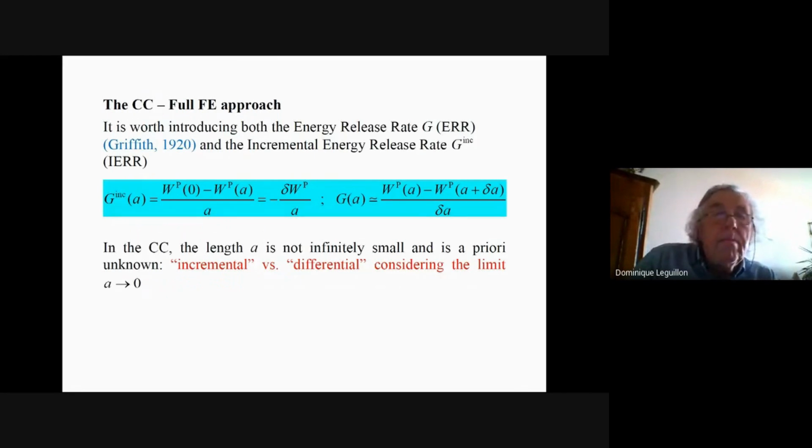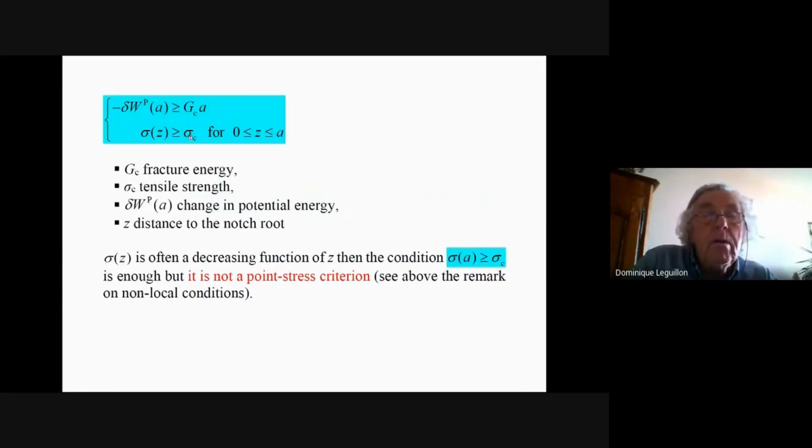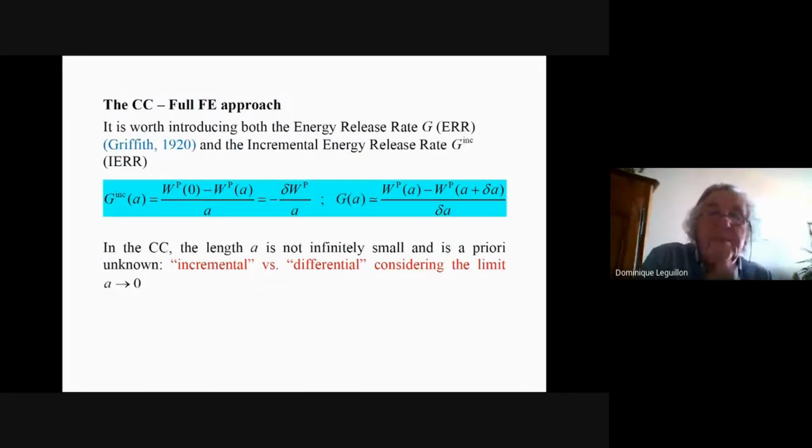So now we have two inequalities to solve. How to do that? We will introduce here this G, the energy release rate, which was introduced by Griffith. It says the derivative of the potential energy with respect to the crack length. And you see this is an approximation of the derivative. It's minus the derivative, okay? So this is an approximation of G.